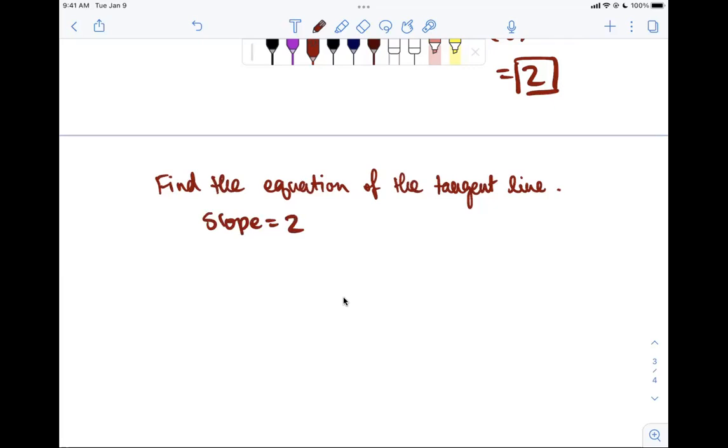Now I'll just pause for a moment and see if you can try and figure out what the equation for the line should be. Remember that now that you know the slope, you just need 1 point on the line.